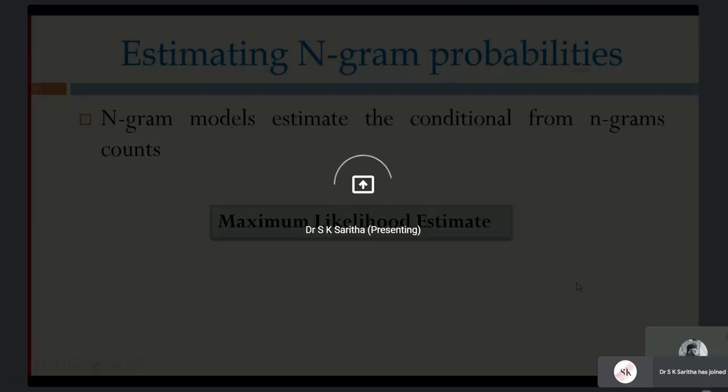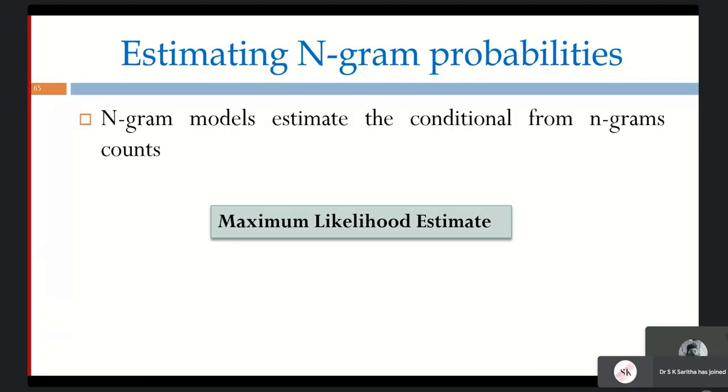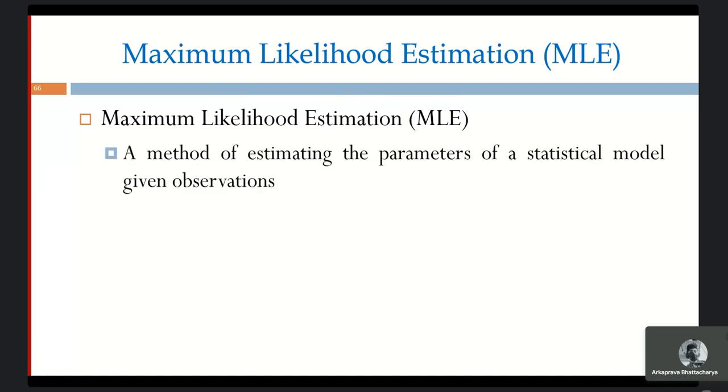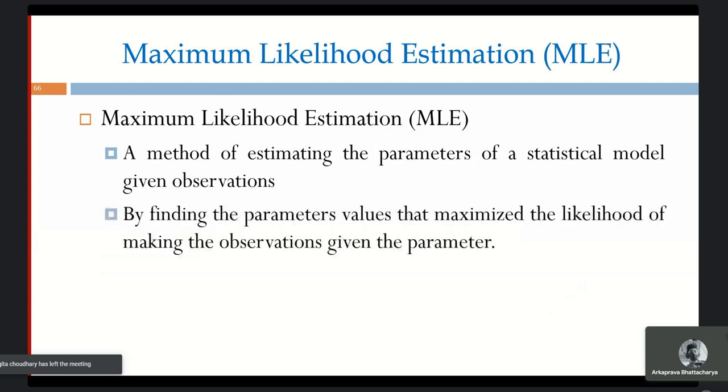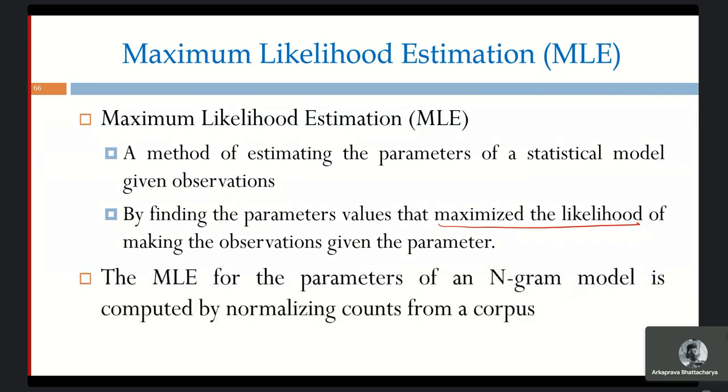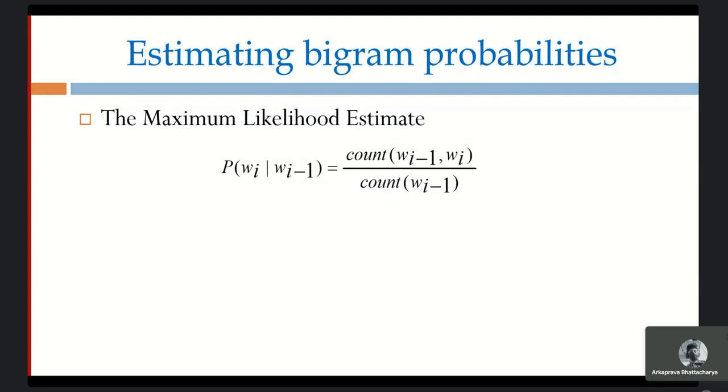Okay, so now n-gram models estimate the conditional probabilities from the n-gram counts. So this is where the maximum likelihood estimate comes in. The maximum likelihood estimate is a method of estimating the parameters of a statistical model given the observations, by finding the parameter values that maximize the likelihood. So let me go with an example first, to see how the maximum likelihood estimates are actually calculated.